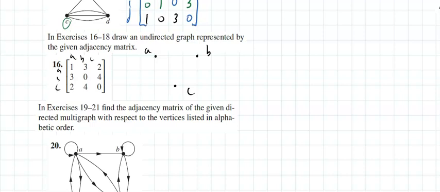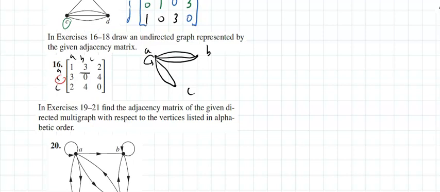It seems A to A, there's a loop. A to B, there are 3 connections. 1, 2, 3. A to C, there are 2 connections. 1, 2.